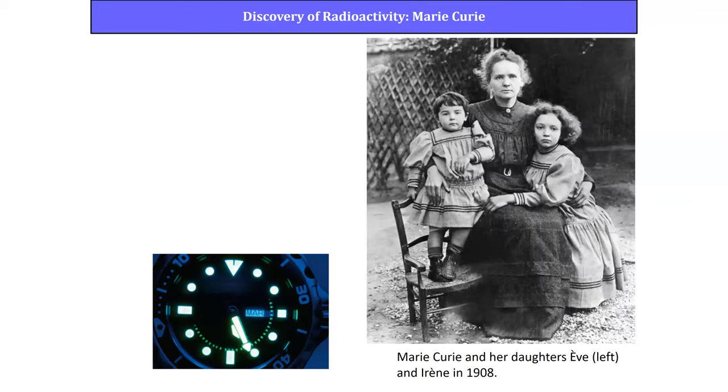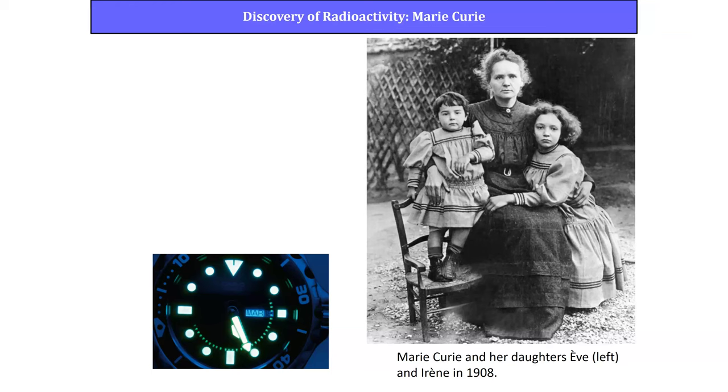So enter Marie Curie. Marie Curie was one of Becquerel's students. And she actually was Polish. Everybody thinks of Marie Curie as being French because that's where she did most of her research. And she married another grad student at the time whose name was Pierre.